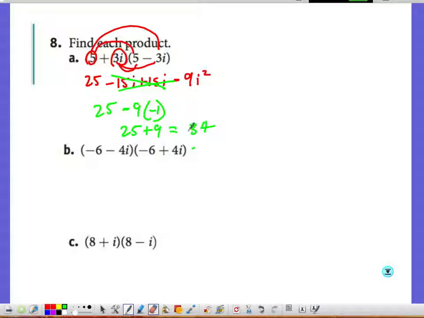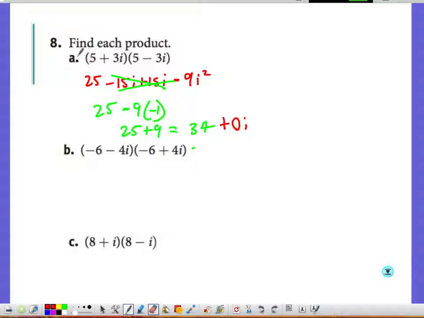Isn't that interesting? Even though we multiplied two complex numbers, it turns out that our answer came out as a real number. By the way, this still has an imaginary part. What's the imaginary part? Well, we don't see it, but it's basically 0. This can be written as 34 plus 0i, where 0 is my imaginary part, and 34 is my real part.